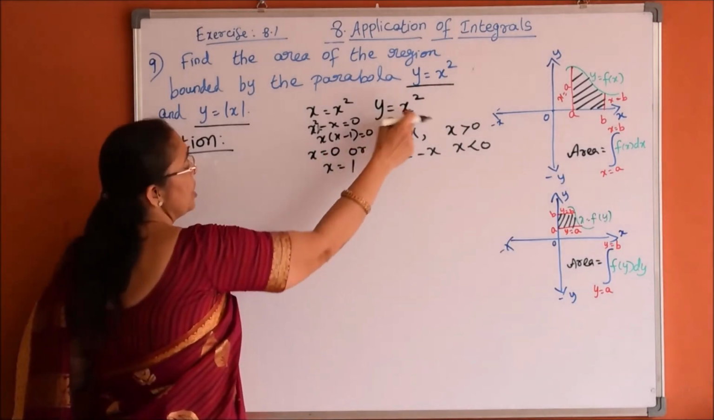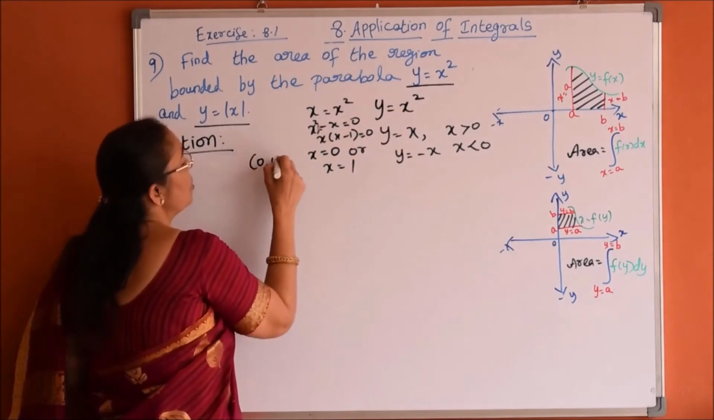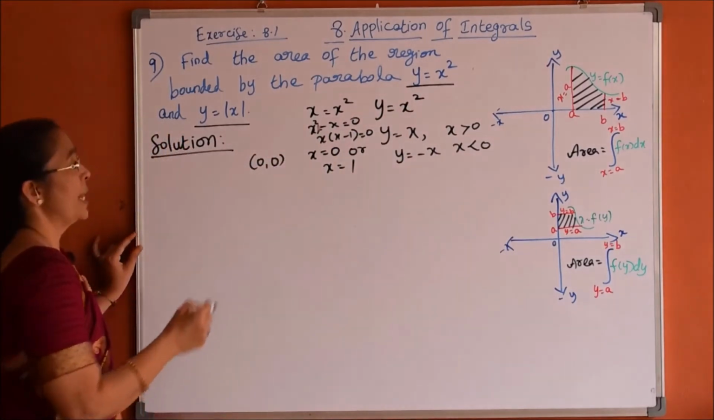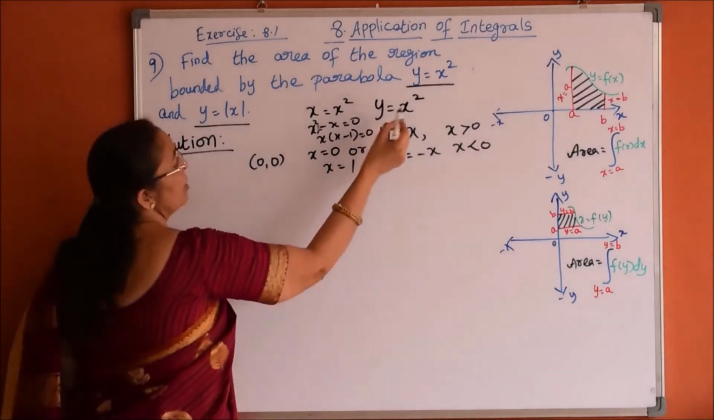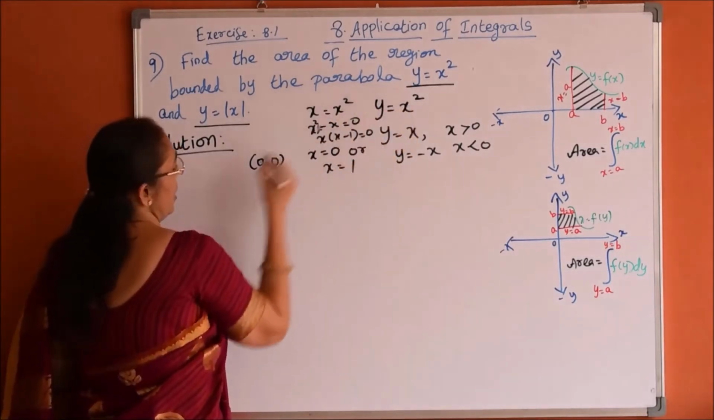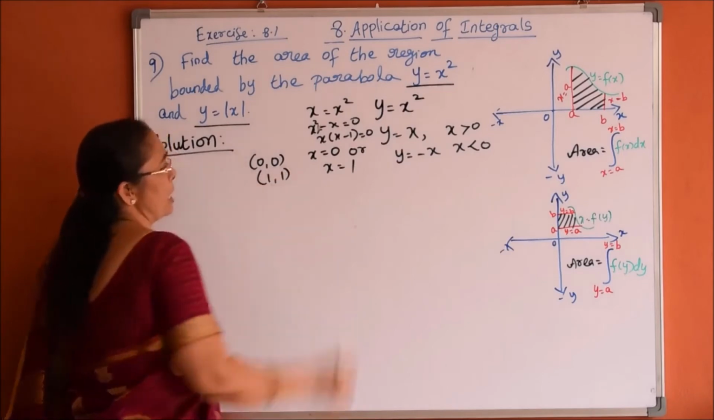When x is equal to 0, the y value is also 0, so 0 comma 0. Next, when x is equal to 1, y is 1 square, which is 1. So 1 comma 1 is another point.